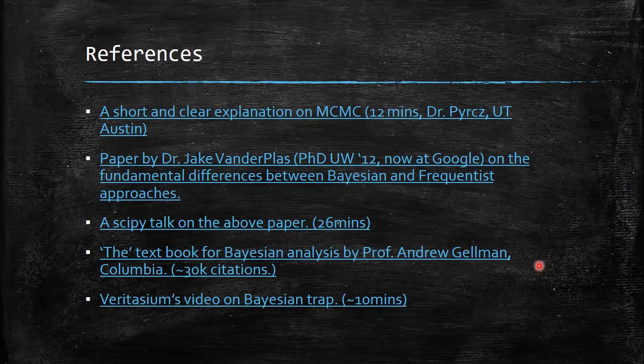And finally, if you really want to get into Bayesian inference, this is the textbook for Bayesian analysis, by Professor Andrew Gelman from Columbia. This book has about 30,000 citations, and it's really impactful. And if any of you follow Veritasium on YouTube, he also made a video on the Bayesian trap, which goes into the philosophical interpretations of Bayes' rule, and it's really interesting. It's only about 10 minutes. So if you want to watch any of these, you should definitely explore them.